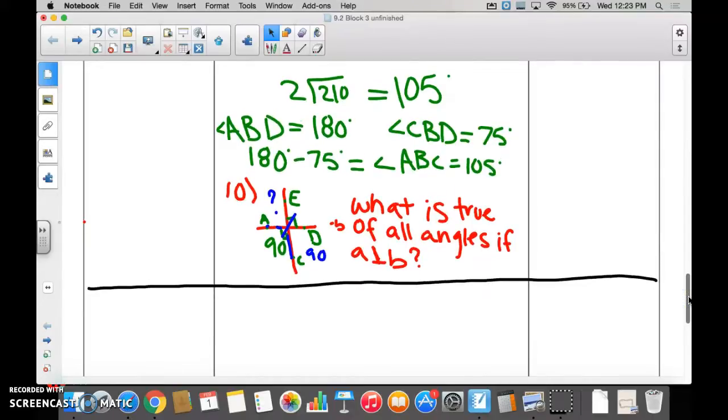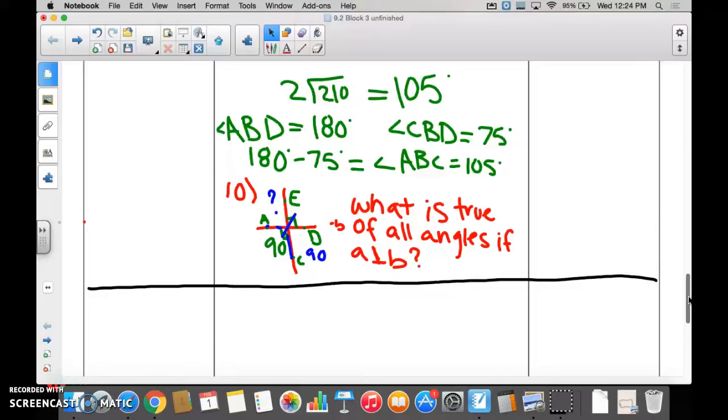Number 10. What is true of all the angles if line A is perpendicular to line B? The drawing got a little messy, so you might need to look back in your notes. Most of you should have written down all the rules that we did in class. If not, they're still up there, so you can do that still if you need to.